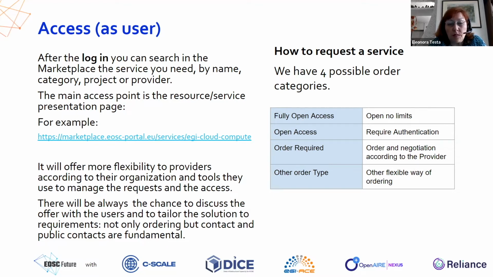In the main page of the service, you can find all the information you need. I would like also to highlight that we have 4 different kinds of categories for what's concerned to request a service. This is why, that you can see on the right side of my slide, fully open access, order required, and other order type. What does it mean? It means that the portal would like to offer the maximum flexibility to all the providers.